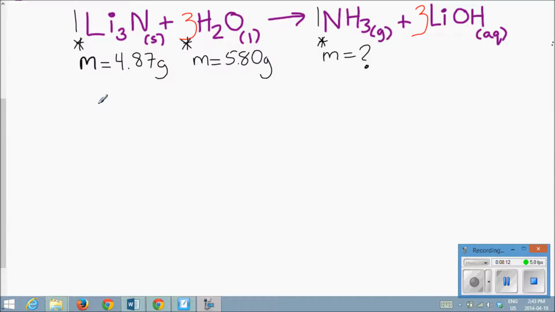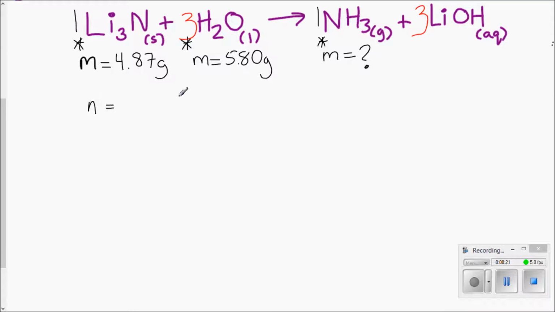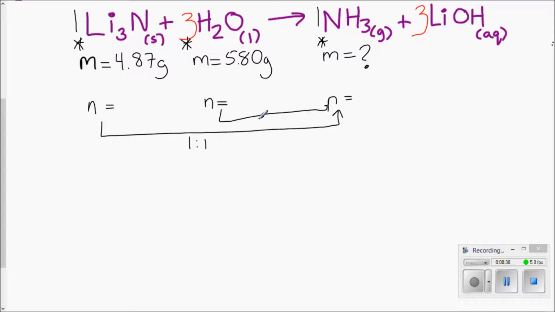So again, we are going to convert to moles because that's how we can use these ratios to do something that I like to call the molar hop. So I'm going to convert to moles of lithium nitride. I'm going to find out how many moles of water I have. Once I do that, I'm going to hop from here to here using the ratio 1 to 1, because it's a 1 to 1 ratio. I'm going to hop from here to here, which is a 3 to 1 ratio. And the one that produces the least amount is the limiting reactant, and that's going to be our correct answer.